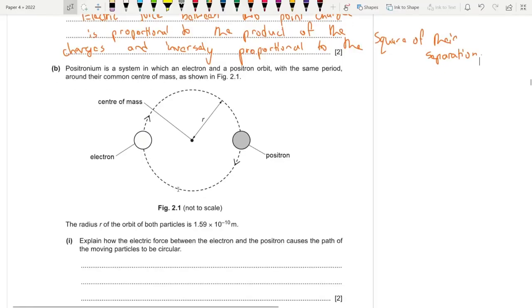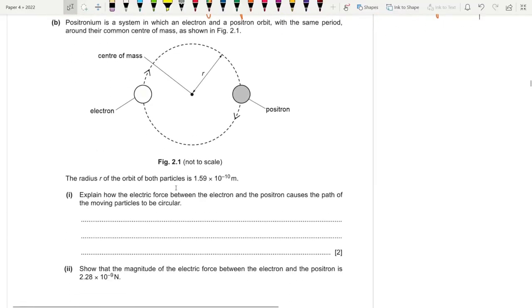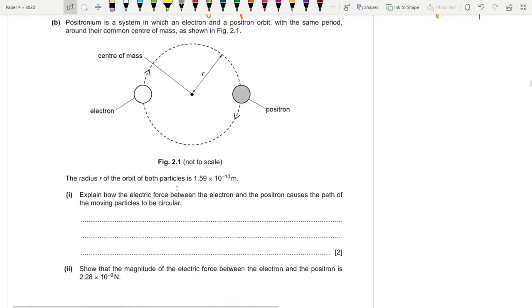Positronium is a system in which an electron and a positron orbit with the same period around their common center of mass as shown. Okay, this is positronium. We have an electron and positron. They're antiparticles of each other. The radius r of the orbit is 1.59 into 10 power minus 10 meters. Explain how the electric force between the electron and the positron causes the path of the moving particles to be circular. So what are we seeing? Essentially, this is a circular motion.